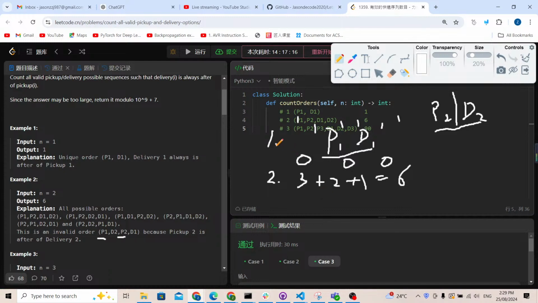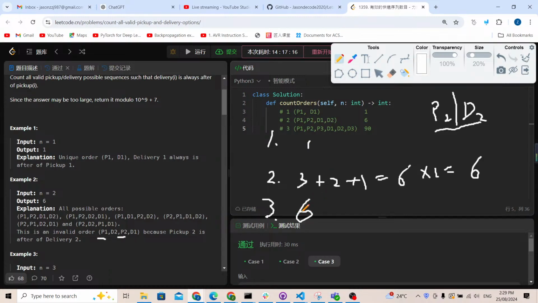For one order, the result is 1. For 2 orders, the result is 6. This 6 depends on P1 and D1, because there's one combination of P1 and D1, so the result is 6 times 1, which is 6. Now we're going to check 3 orders. Let me remove those areas. For one order, it is just 1. For 2 orders, it is 6. For 3 orders, it depends on P1, P2, D1, and D2.